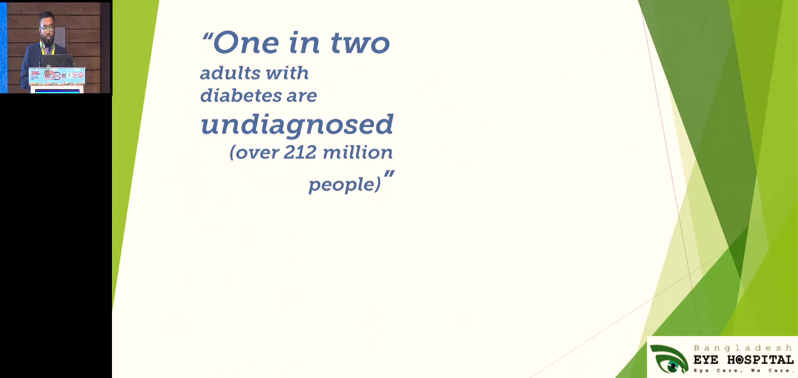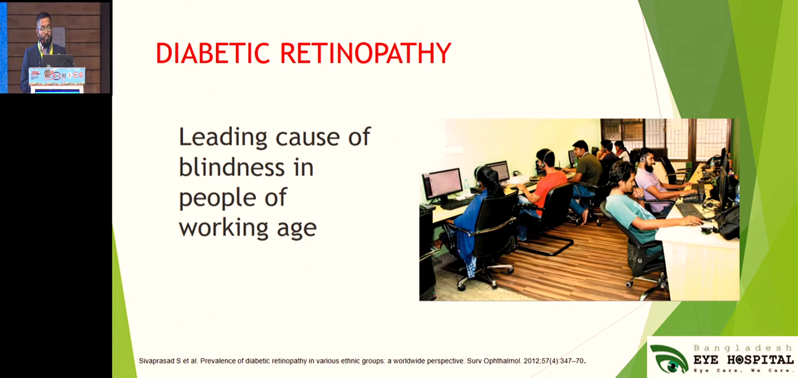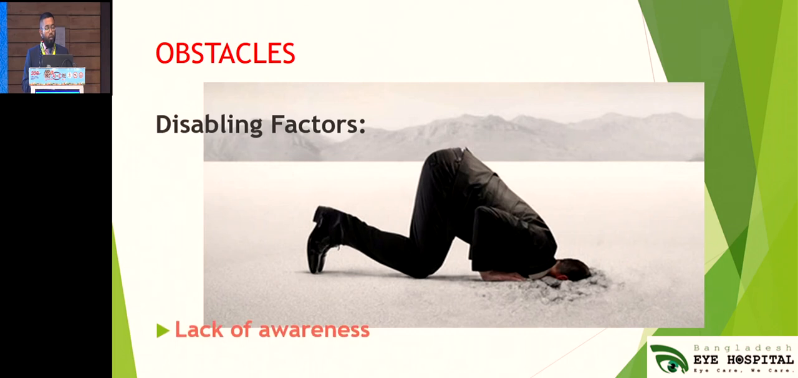Among those patients, diabetic retinopathy affects over one third. And diabetic retinopathy is the leading cause of blindness in people of active working age. So there are a lot of obstacles to going for further treatment of diabetic retinopathy. But in our experience, we have found there are two most important factors.